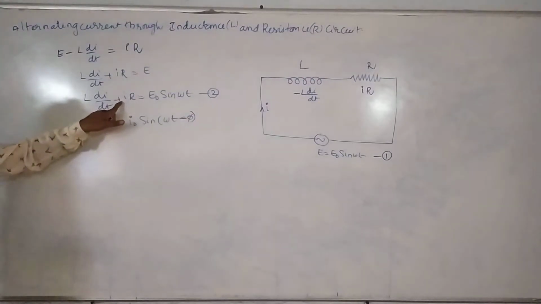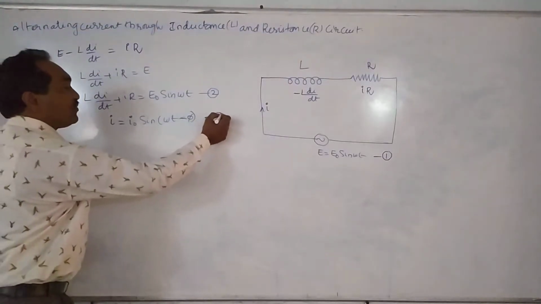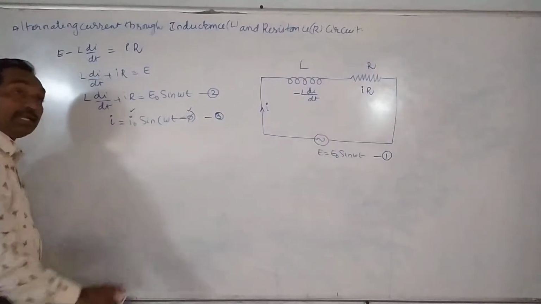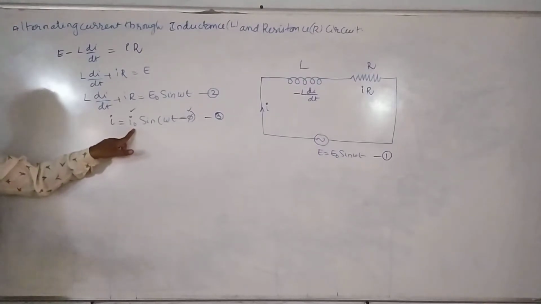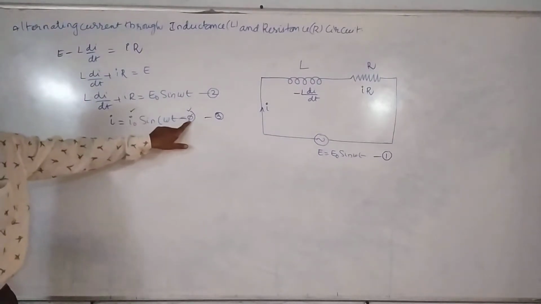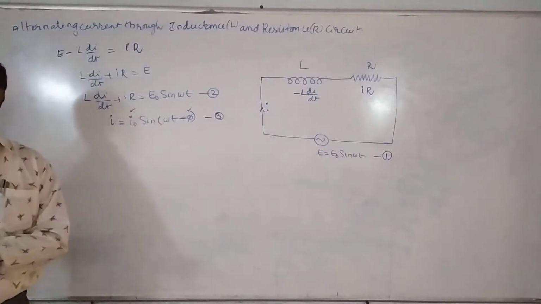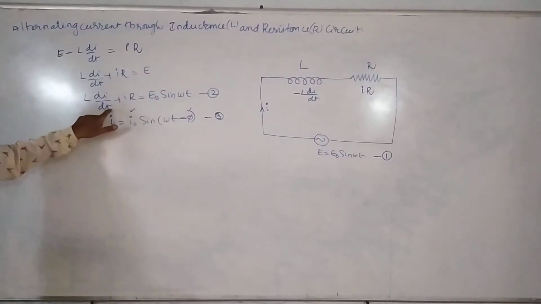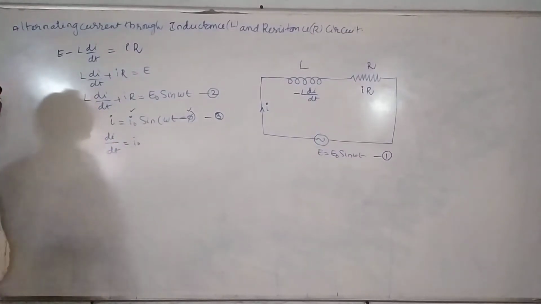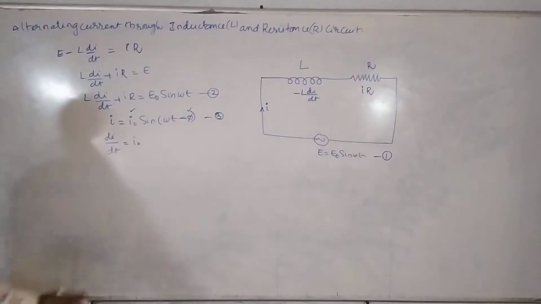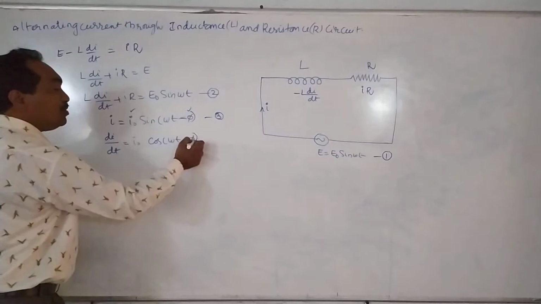But there is di by dt too. This is only a trial solution, where I naught and phi are constants to be determined. We don't know I naught, how much it is. Phi is the phase difference, we don't know. Our aim is to calculate this I naught and phi. When we differentiate this equation with respect to time, di by dt is equal to I naught, because that is a constant, into the differentiation of sin omega t minus phi, which is cos omega t minus phi into omega.